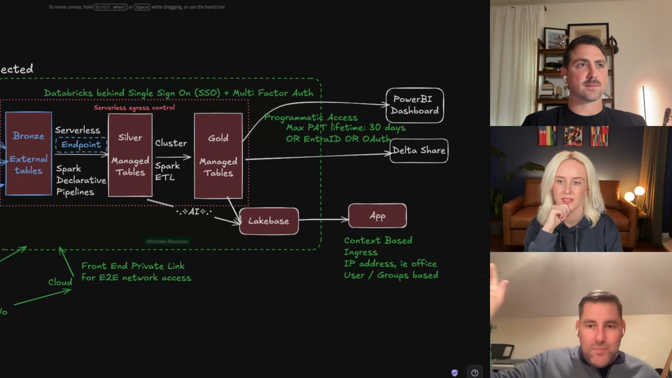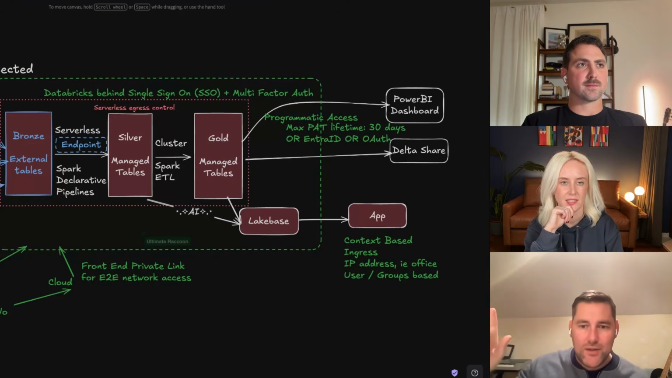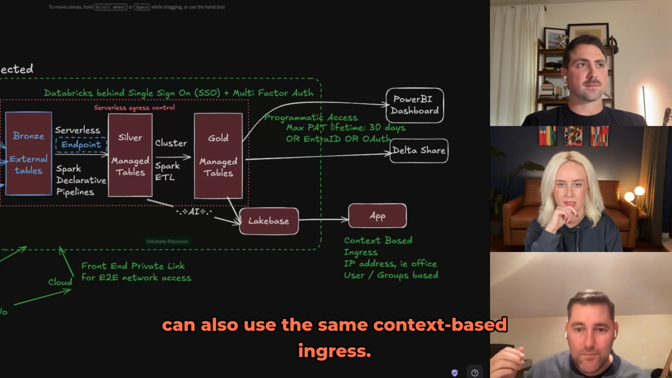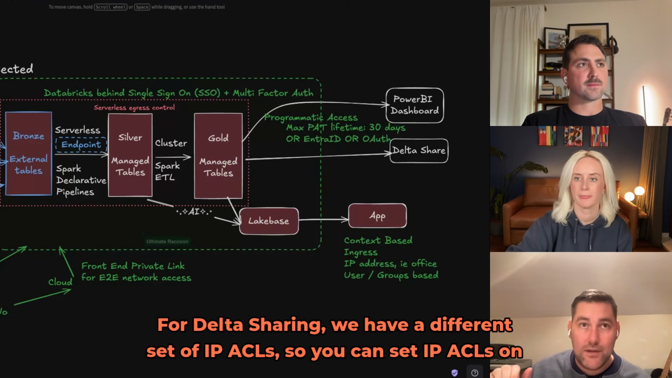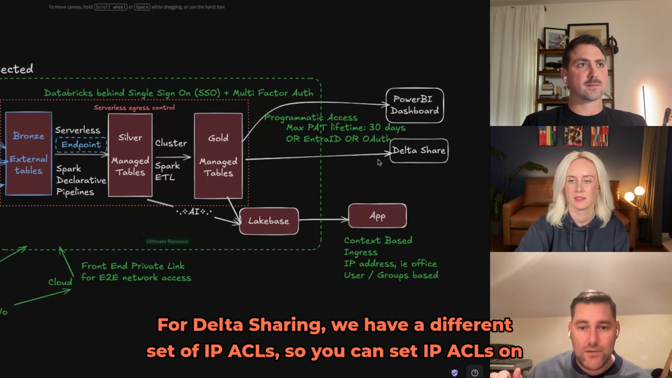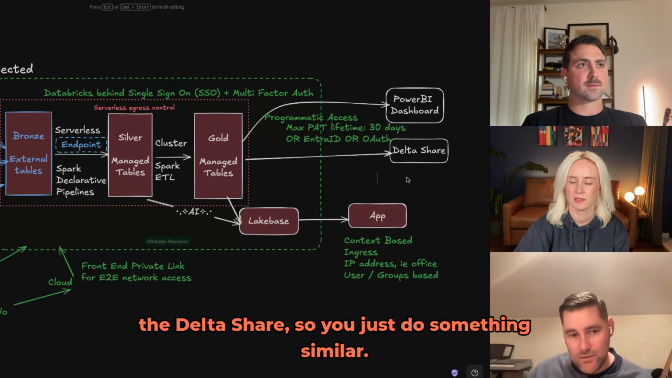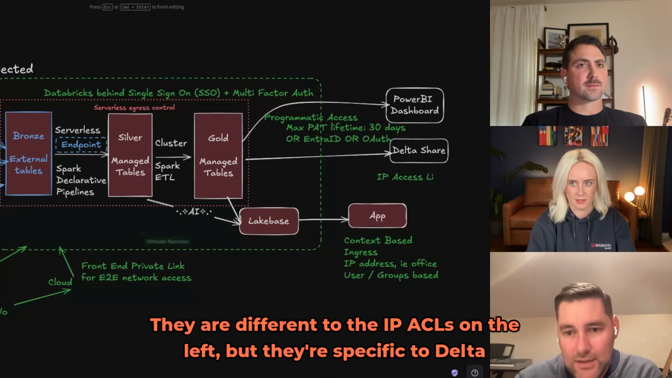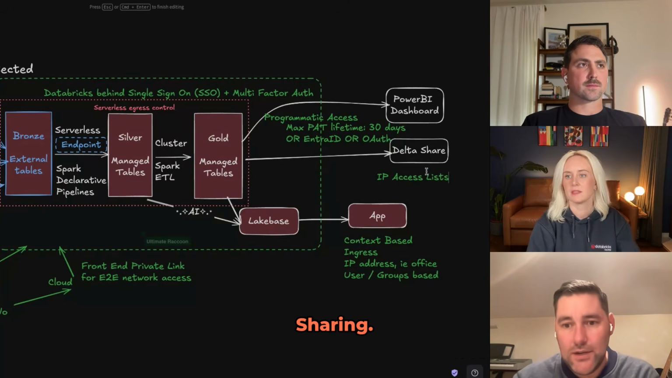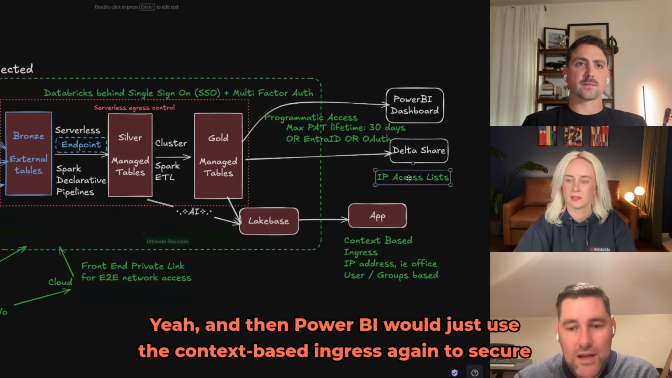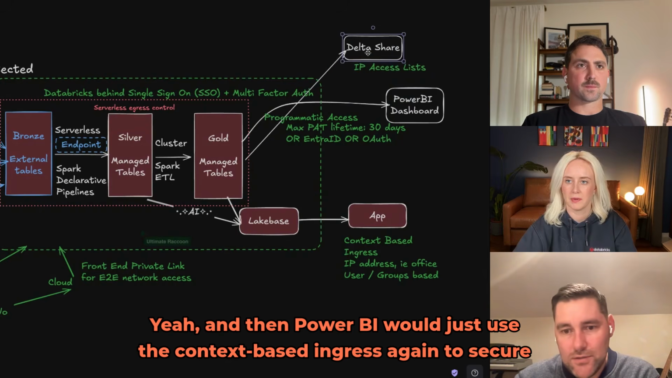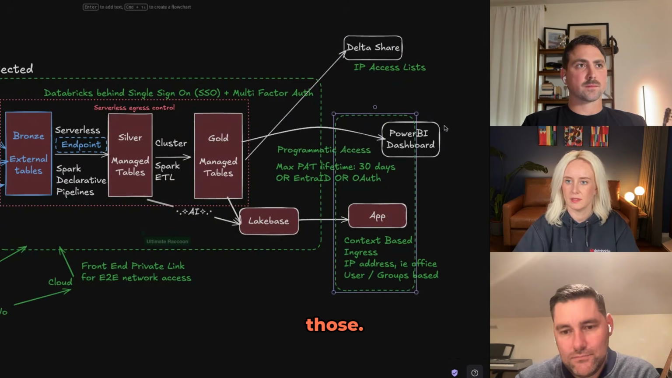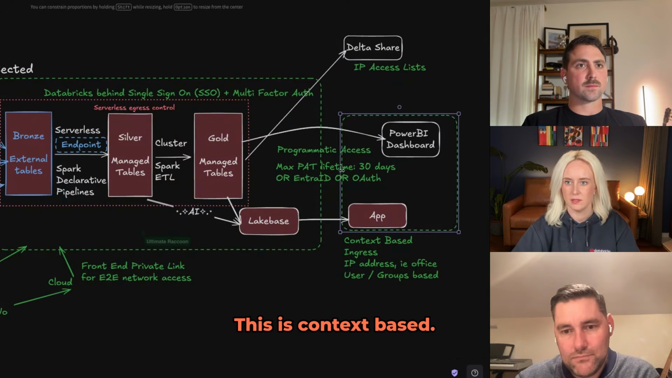So just to finish off the piece on the right, for the Power BI dashboard, you can also use the same context-based ingress. For Delta sharing, we have a different set of IP ACLs, so you can set IP ACLs on the Delta share. You just do something similar. They are different to the IP ACLs on the left, but they're specific to Delta sharing. And then Power BI, you'd use the context-based ingress again to secure those. All right. This is all context-based.